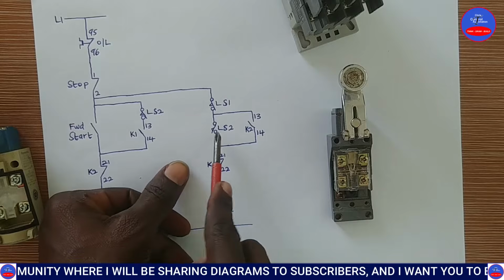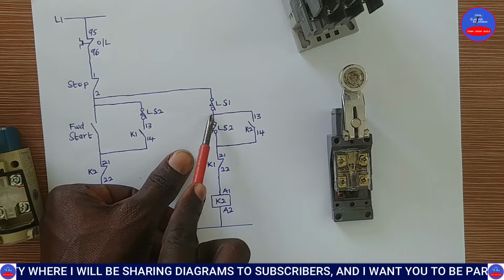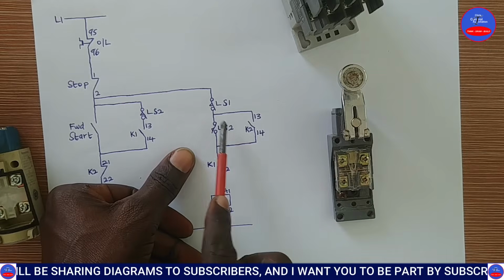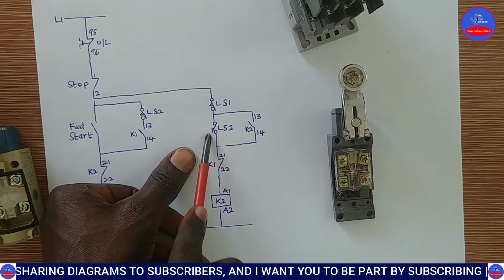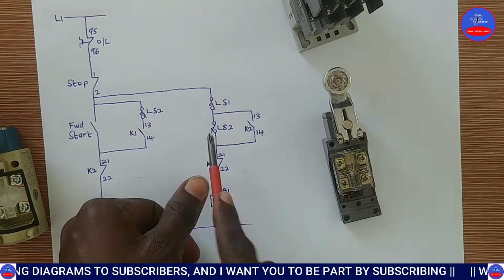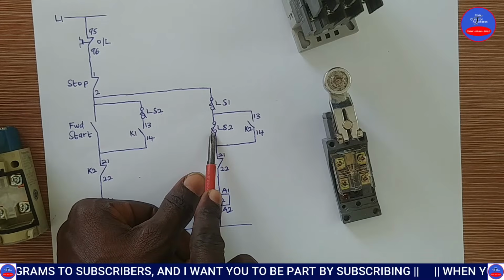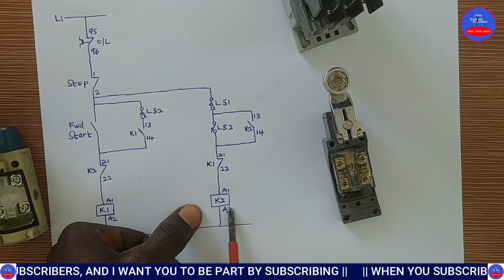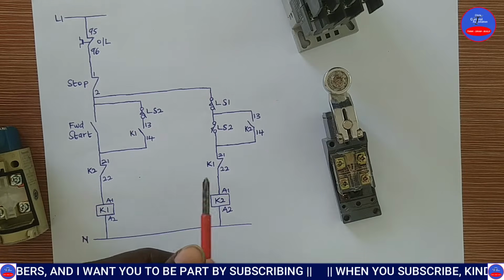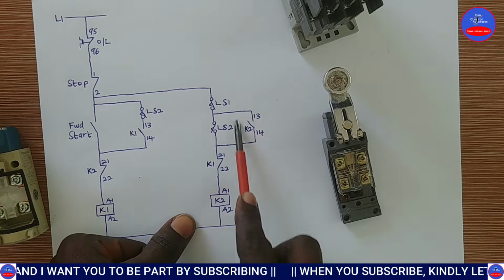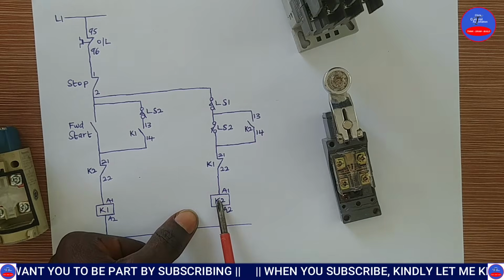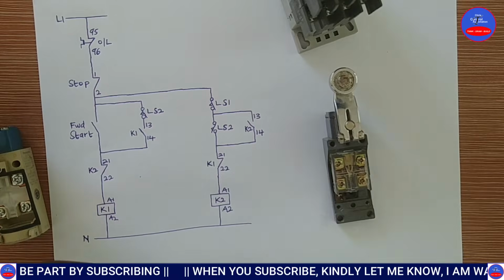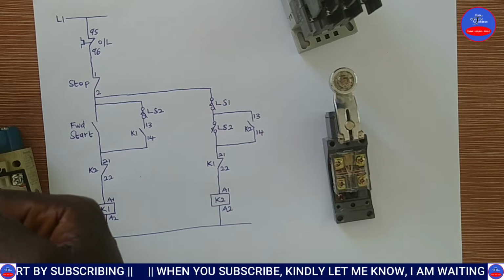So when it closes, you wire the open side of this limit switch to here. When it hits it, this side will close, and it will energize this contactor K2. That is the reverse contactor. And this one is a hold-on contact on this. So when it hits it, it will reverse its direction. It will return back, right?